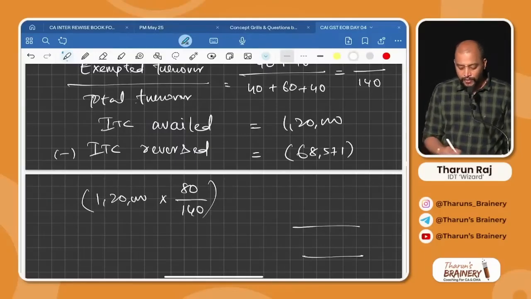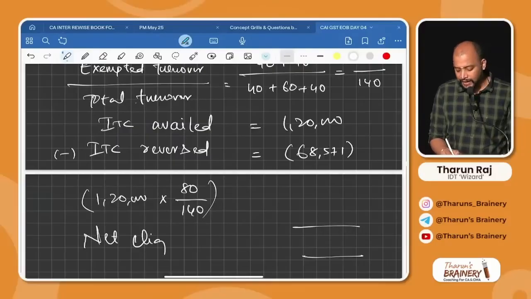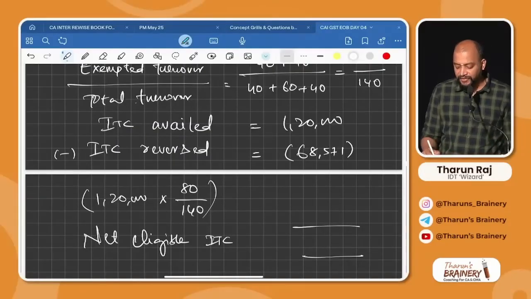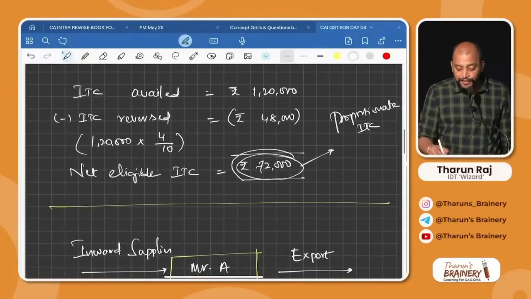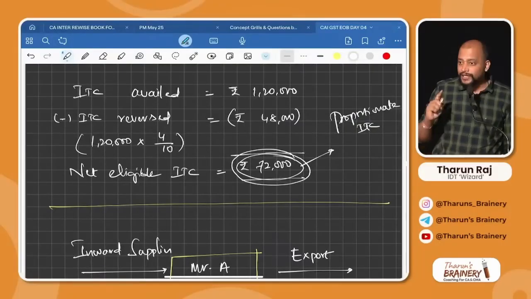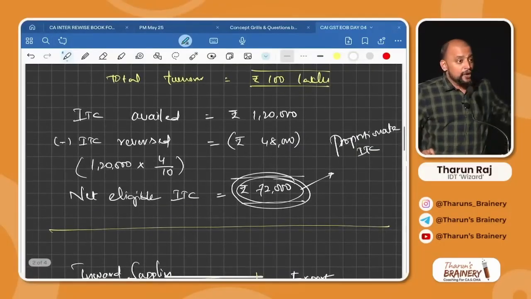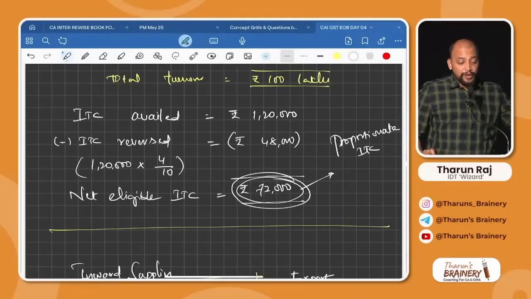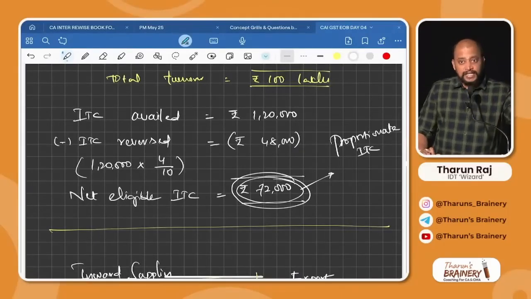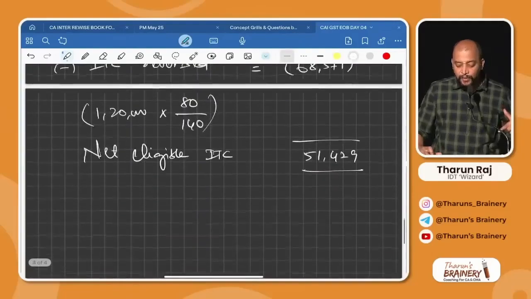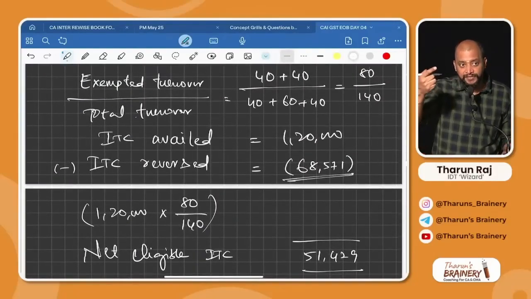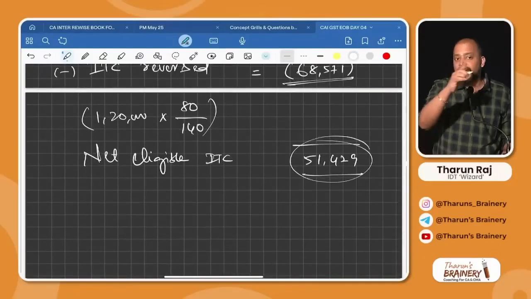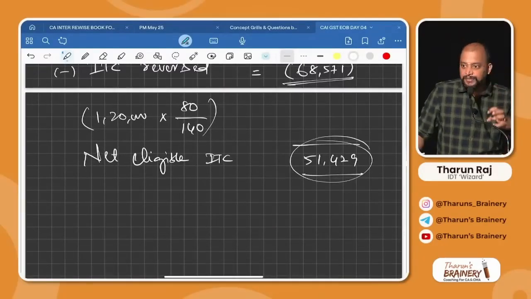68,571 will be gone. What is the net eligible ITC? Net eligible ITC is 51,429. In the previous example, what was the ITC I was enjoying? 72,000 ITC I was enjoying. Got it? Only 48,000 got reversed. And because the sale of land, which is not a supply, when added to exempted supply, what happened? My ITC reversal is 68,571. More ITC I am reversing, and I have less ITC for utilization against my liability.